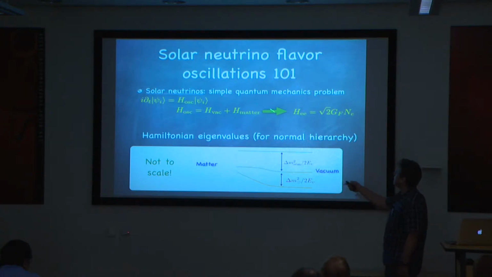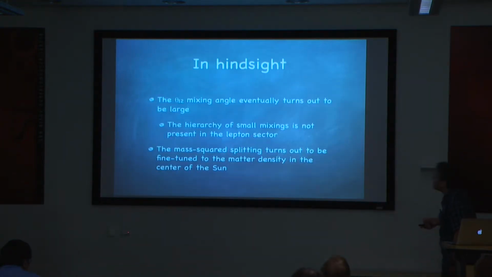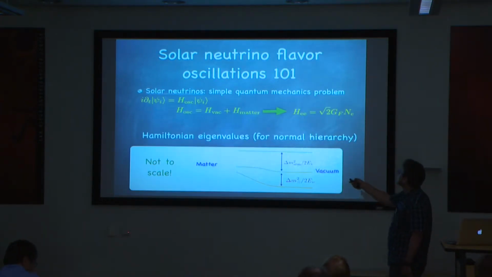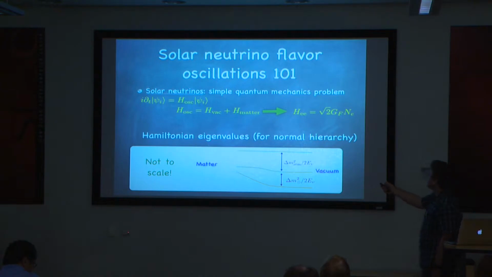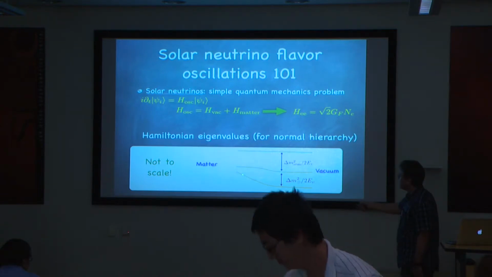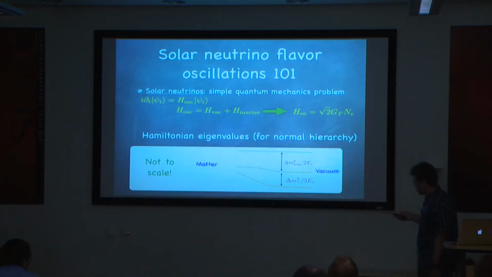And then in the presence of matter, due to these coherent scatterings, you get an additional term which singles out electron neutrinos, and it's proportional to the background density of electrons. So in matter, you have to rediagonalize your Hamiltonian, and your Hamiltonian eigenvalues change as you go to deeper matter. In vacuum, you have these 2 splittings, and then when you add the third term, this eigenvalue changes, which is schematically shown here.